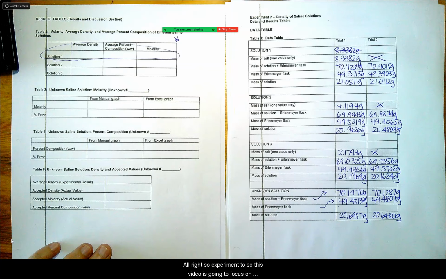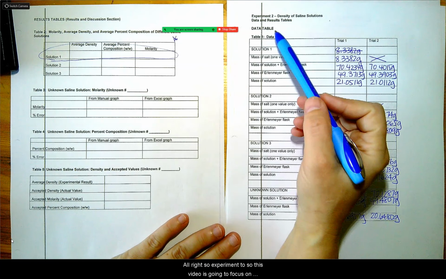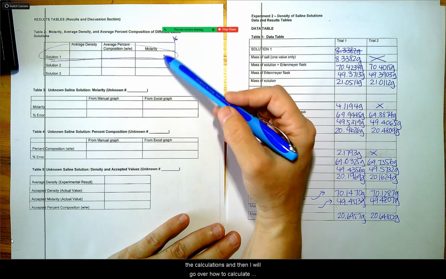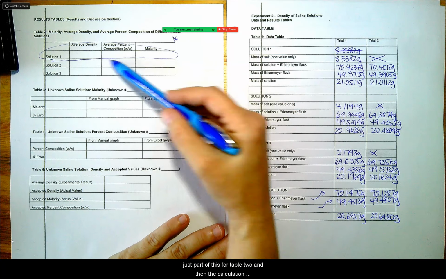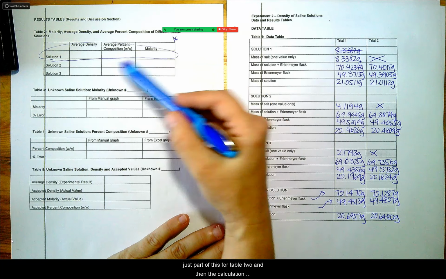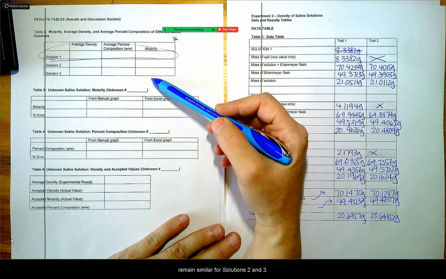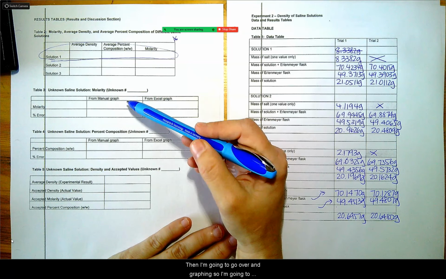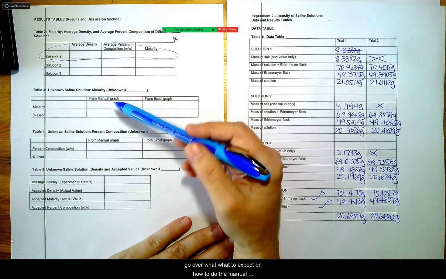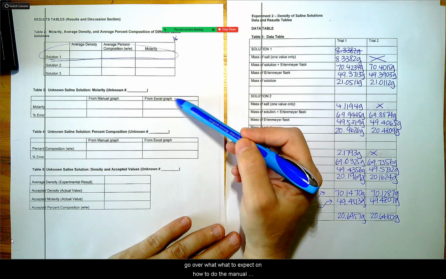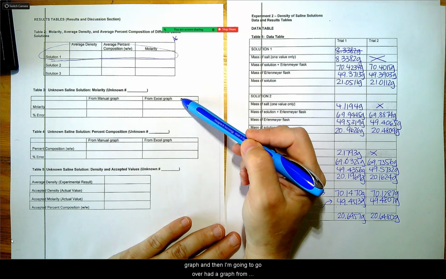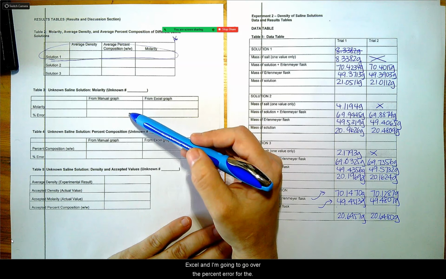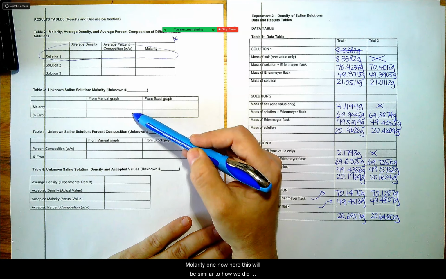All right, so experiment 2. This video is going to focus on the calculations, and then I will go over how to calculate just part of this for table 2, and then the calculation remains similar for solutions 2 and 3. Then I'm going to go over graphing. So I'm going to go over what to expect on how to do the manual graph. And then I'm going to go over how to graph from Excel. And I'm going to go over the percent error for the molarity one.